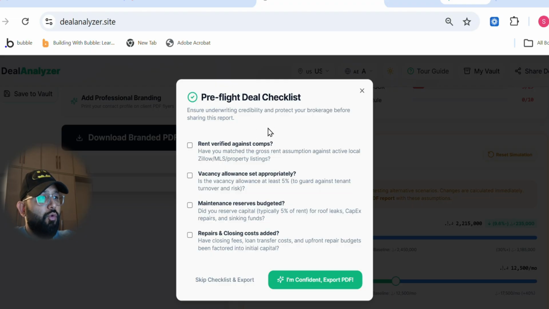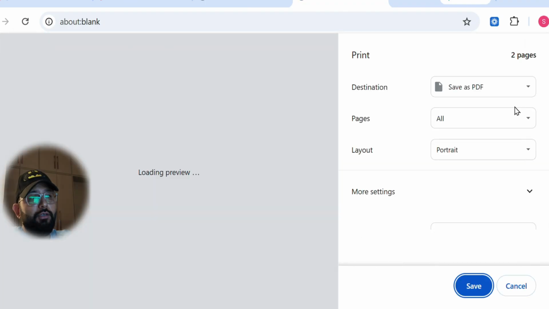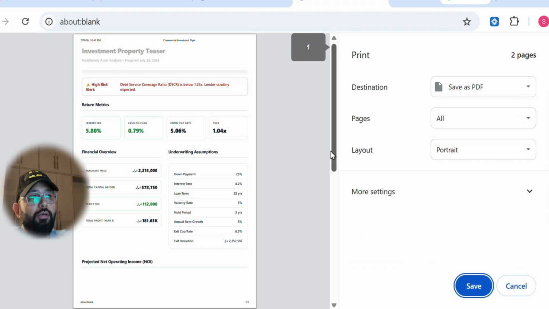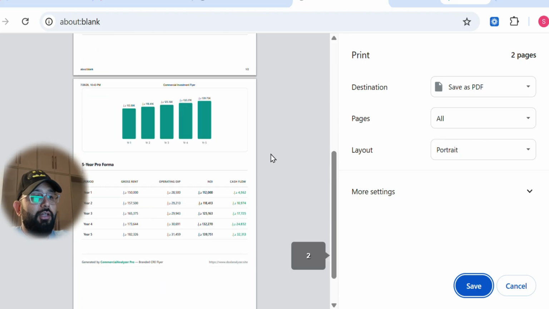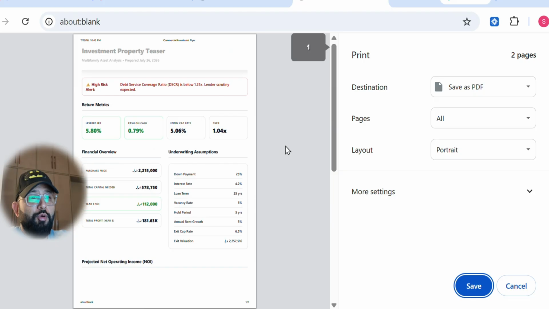this. So what we've done today is that we have quickly filtered a transaction, and there's an option that, if you're a broker and you want to send it to a client, you can just download the PDF, and it asks you a pre-flight deal checklist, because it's making sure that you have done all the work before you share it with your client. You just tick mark it, and I'm confident, export it.